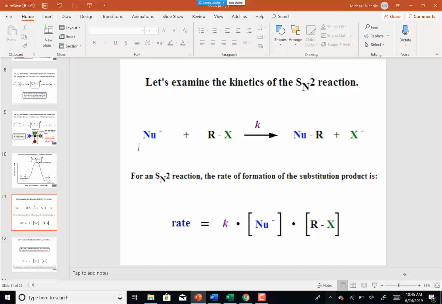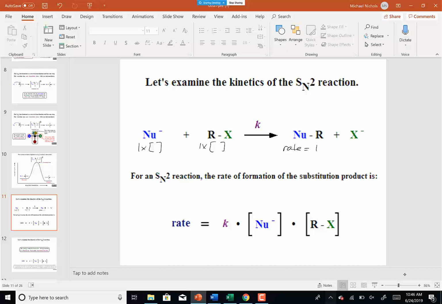I take a concentration of the nucleophile and a concentration of the electrophile, or the RX, and I measure a rate of reaction. Let's say that rate of reaction, just for the sake of argument, is 1. So if I took 1 molar nucleophile and 1 molar RX, I get a rate of 1.